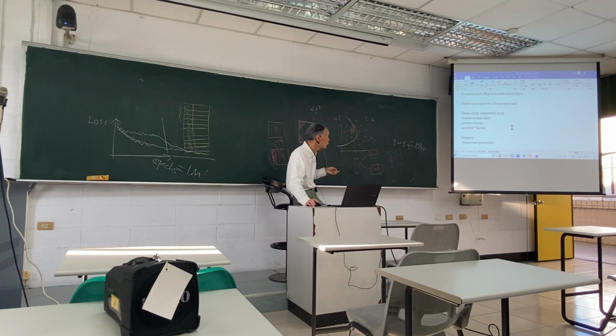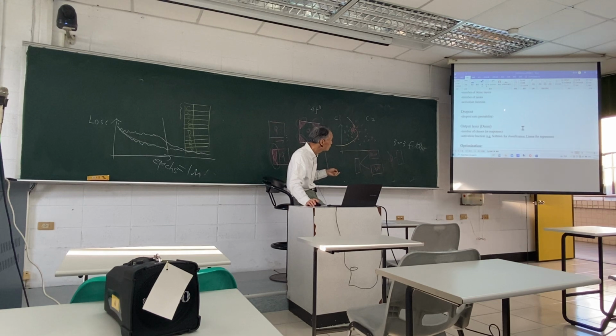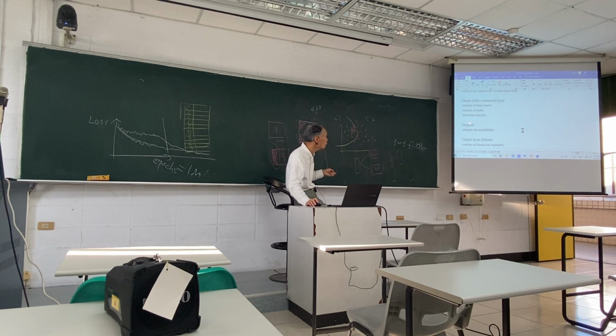And for the activation function, if it is classification, the last layer should go for softmax. For regression, never use ReLU. Then you need to determine what should be the probability for the dropout. As I mentioned, dropout only applies to the dense layers, okay?